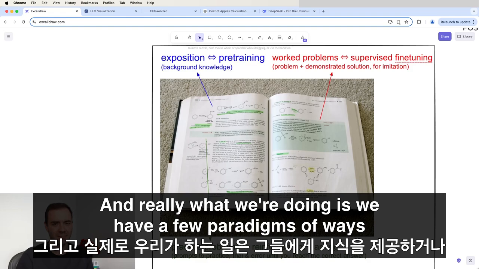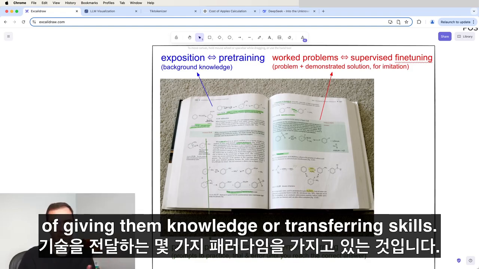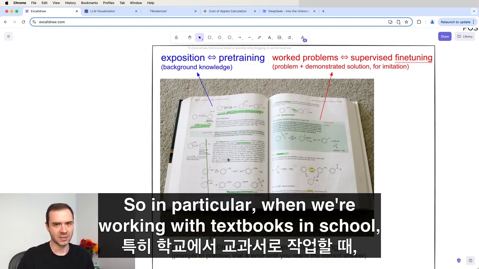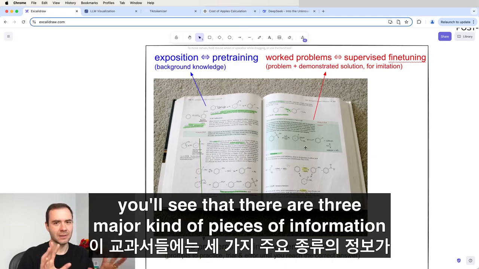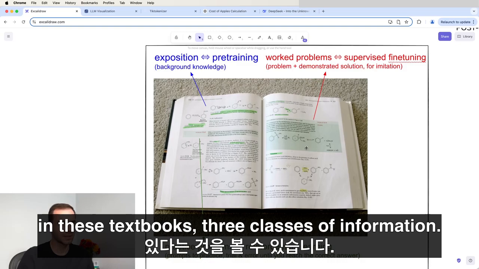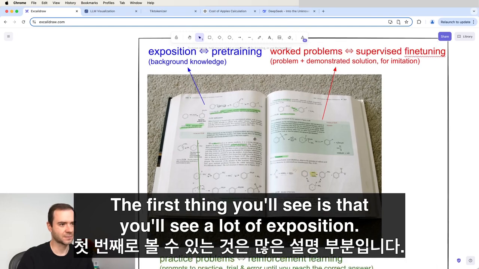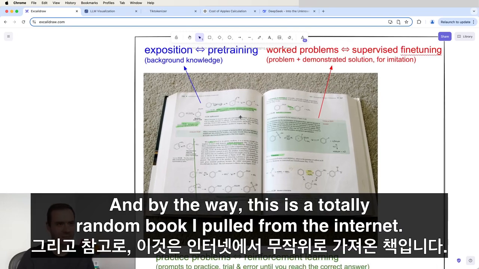And really what we're doing is we have a few paradigms of ways of giving them knowledge or transferring skills. So in particular, when we're working with textbooks in school, you'll see that there are three major pieces of information in these textbooks, three classes of information. The first thing you'll see is that you'll see a lot of exposition. And by the way, this is a totally random book I pulled from the internet.